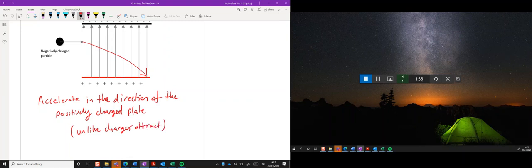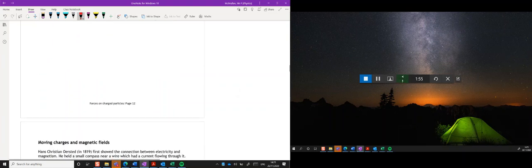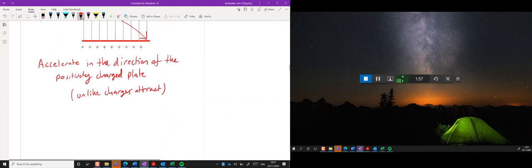Okay, and why does it accelerate? So as it gets closer, the attraction force increases. The closer it is, the greater the attraction, and that's why it starts to accelerate once it enters the field towards that plate. So I'll leave that on a second so we can all copy it.